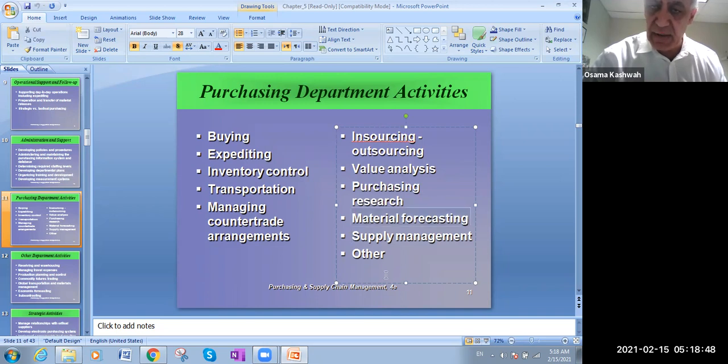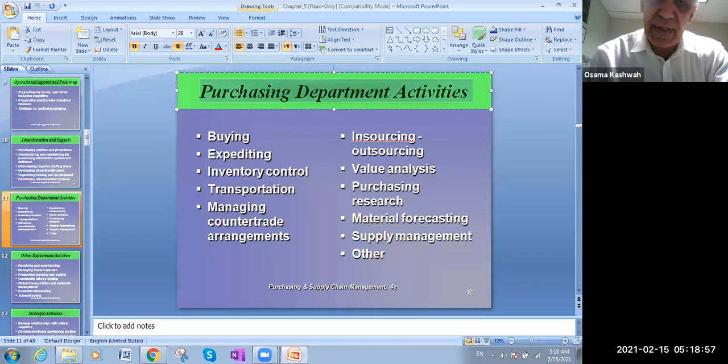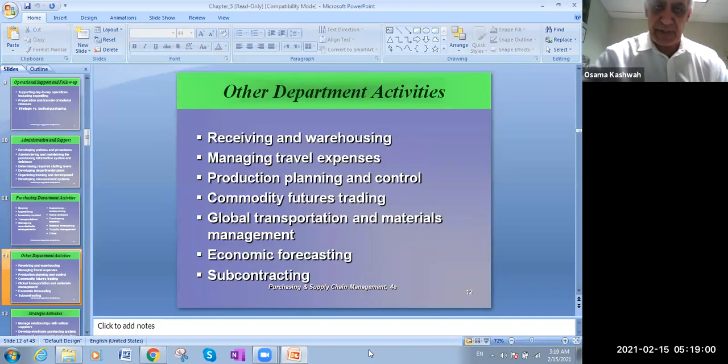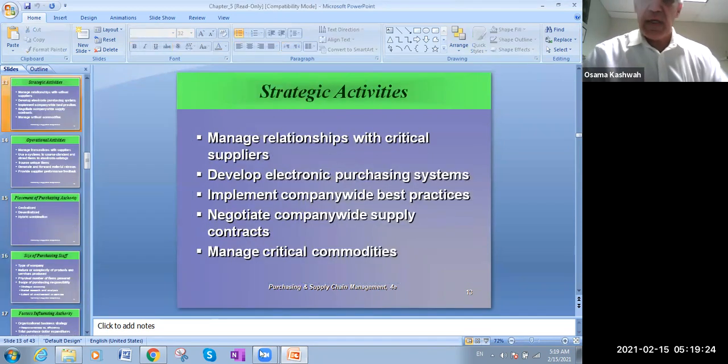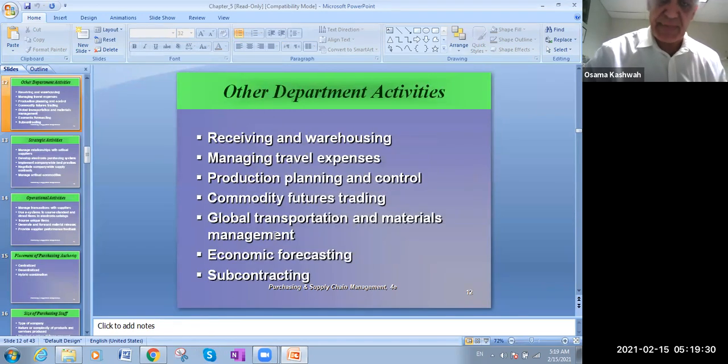Material forecasting, supply management, others. All those activities are within purchasing. There are other purchasing department activities, such as receiving and warehousing, managing travel expenses, production planning and control, commodity futures trading, global transportation and materials, economic forecasting, and subcontracting. So those are the second list of the activities of the supply or purchasing department.